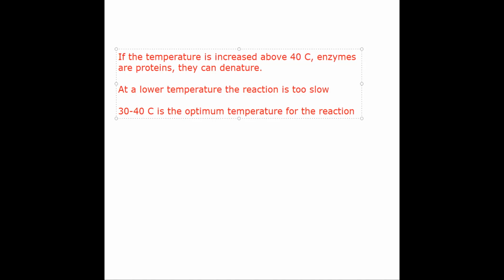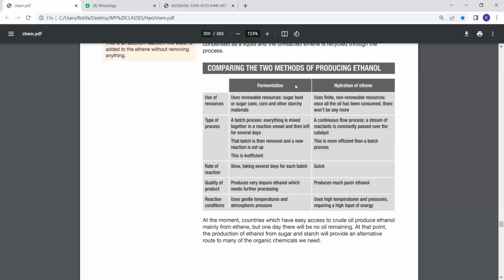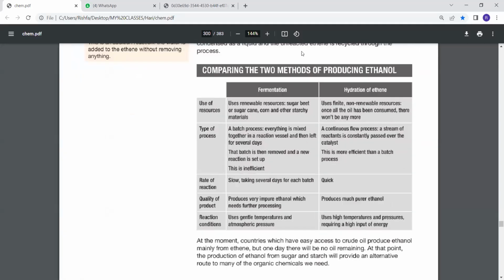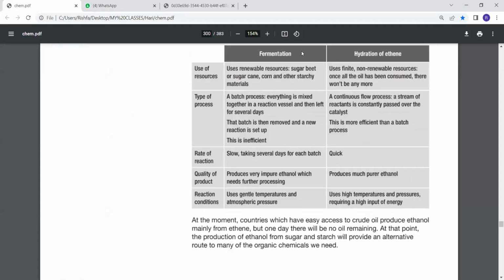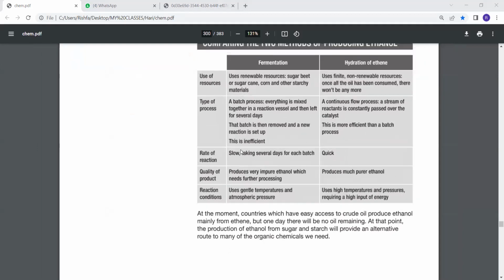Okay, so that's it about the conditions and why we choose all those conditions. Whenever they ask you a question on how we can purify or separate alcohol, it is fractional distillation based on their boiling points. That's how we separate alcohol from a mixture. Just know that.